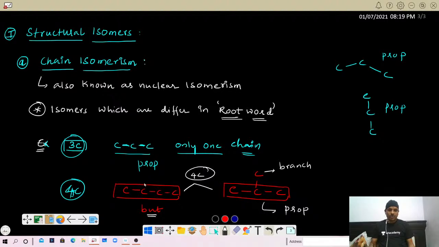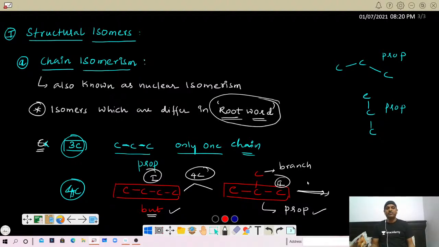So with 4 carbons, how many chains can we write? 2 chains we can write. One is a but chain, the other one is a prop chain. Suppose I take this as 1 and this as 2. Now 1 and 2 are which isomers? Nuclear isomers, because they differ in their root word. Therefore, these are said to be nuclear or chain isomers, right?